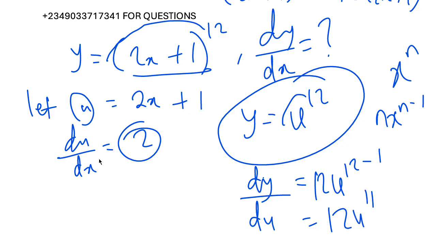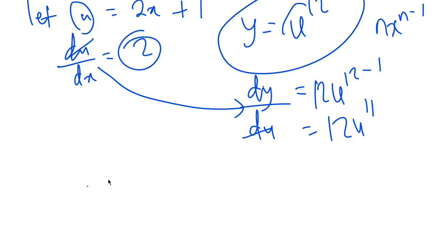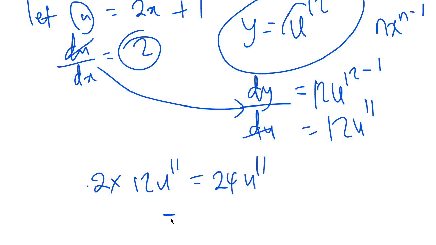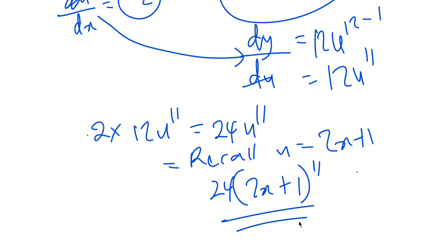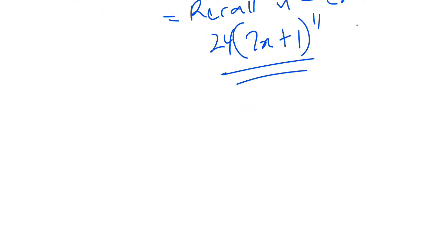So we'll now multiply du over dx by dy over du, so that this du will cancel this and you'll be left with dy over dx. So what you then have is 2 times 12u^11, that's 24u^11. So you now say recall u is equal to 2x plus 1. So what's going to be your final answer? It will be 24 into 2x plus 1 to the power of 11. That's it. Do you understand? That's what this is all about.